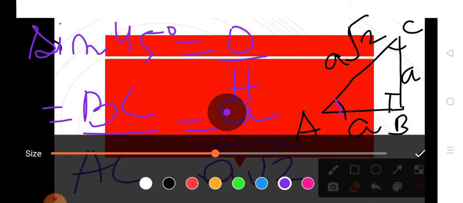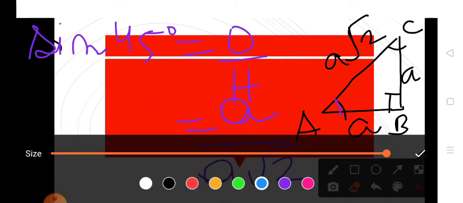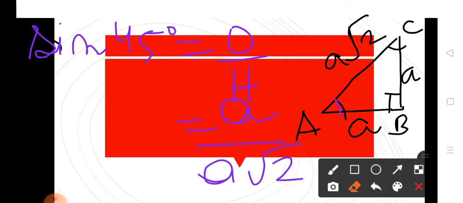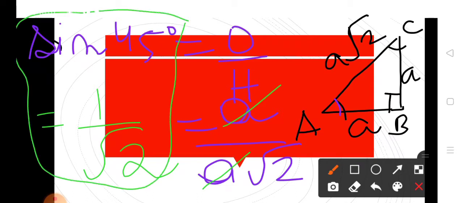Now I'll tell you again. You see here, I can cut this out. A and A can be gone. So I got 1 by root 2. What I got from here is that the value of sine 45 is 1 by root 2. Now in the same way we'll do for all the others also.